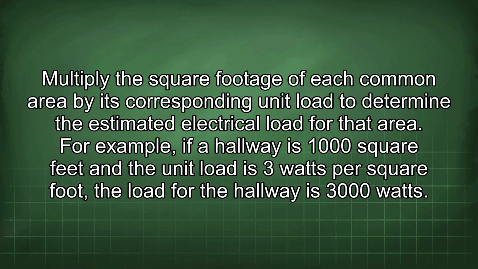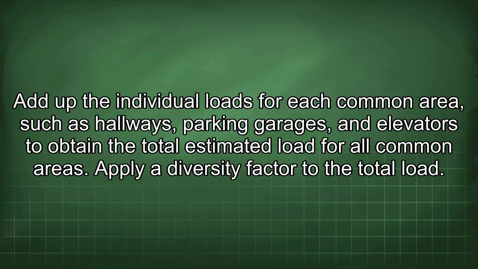Multiply the square footage of each common area by its corresponding unit load to determine the estimated electrical load for that area. For example, if a hallway is 1000 square feet and the unit load is 3 watts per square foot, the load for the hallway is 3000 watts. Add up the individual loads for each common area, such as hallways, parking garages, and elevators, to obtain the total estimated load for all common areas.